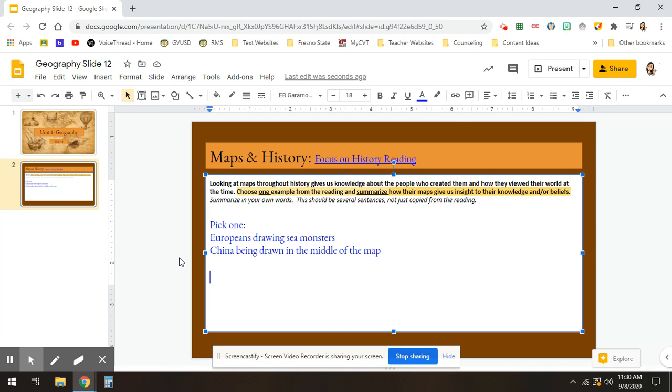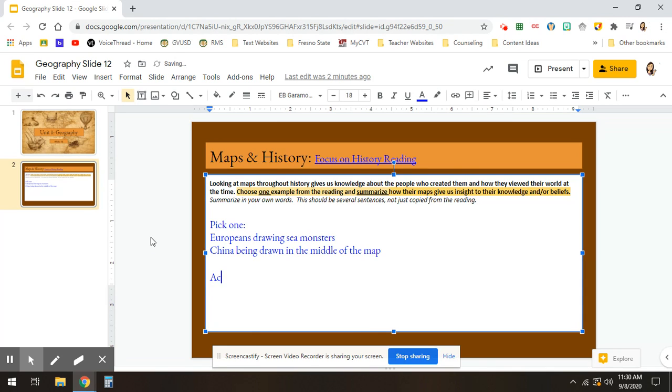What we're going to focus on here is I'm going to walk you through our writing process and give you some sentence starters and some ideas for how you can approach this writing. Remember, we are choosing one example from the reading to summarize how their maps give us modern-day people insight to their knowledge or beliefs. So when we're thinking about a topic sentence, we always want to tell our reader where we got our information and what we're talking about first. If you jump right into your explanation, your reader will be confused.